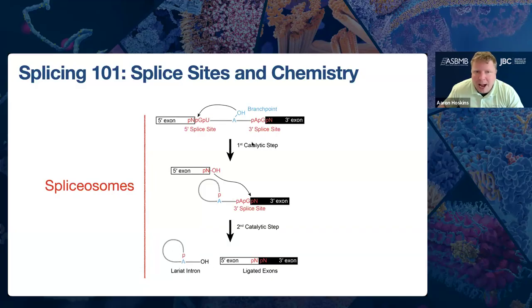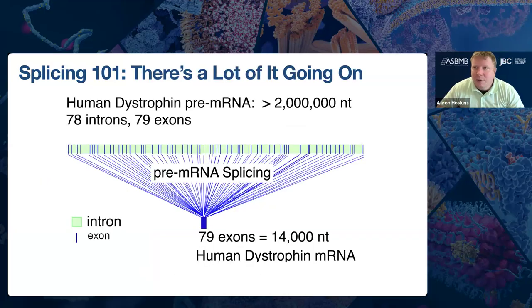So this is the splicing reaction, and these two chemical steps, which are pretty straightforward, are carried out by large machines called spliceosomes. That reaction that I just showed you occurs many, many times in gene expression, particularly in humans. Human genes are very intron rich, and some of these introns can be very, very large, dwarfing the size of the exons. The poster child for this is the human dystrophin pre-mRNA.